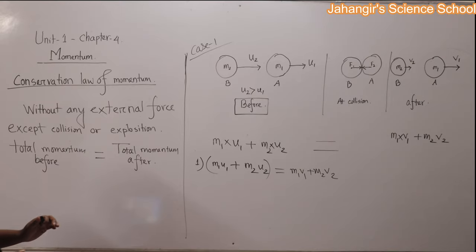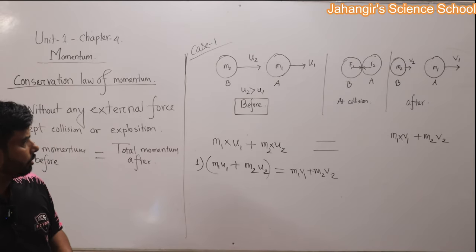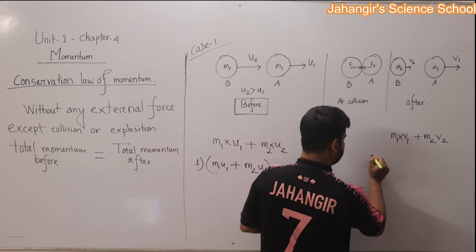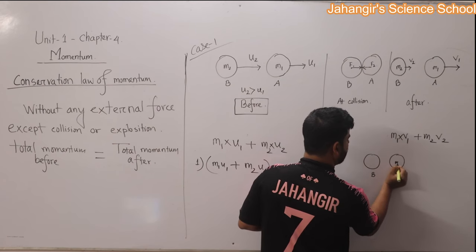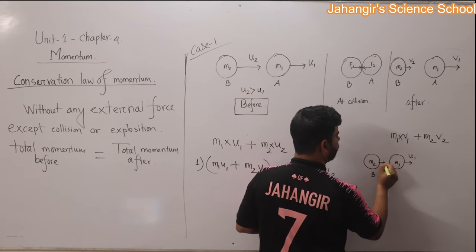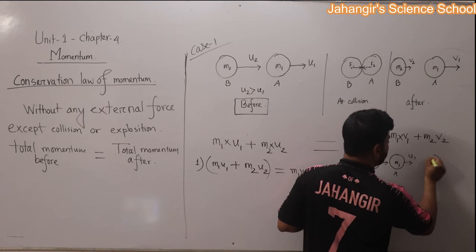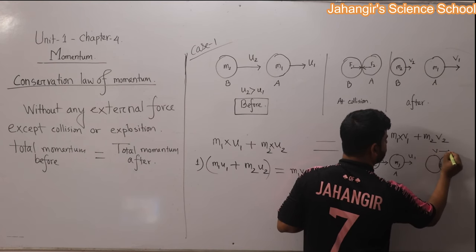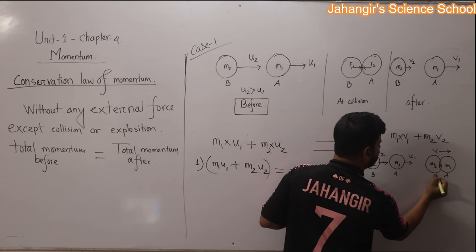But if two objects move combined after collision, then the formula will be like this. Say before collision, it is object A, it is object B, mass m1, mass of object B m2, and initial velocity u1, initial velocity of object B u2. But after collision, if they move combined, it means they join together and there is a common velocity, with mass m1 plus m2. So it is before and it is after.